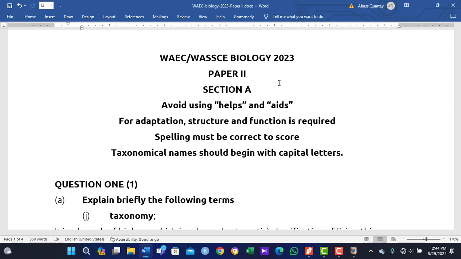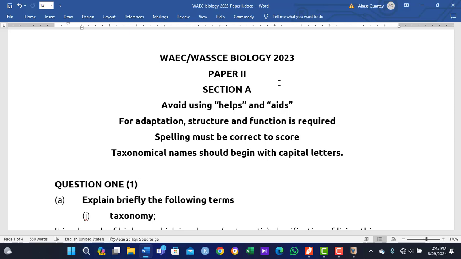It is divided into 2 sections, Section A and B. In Section A, you have 4 questions and you have to answer 2. Then Section B, you have just 1 question, which is compulsory. You answer everything. It's set out in such a way that it cuts across most of the topics from Form 1 to Form 3, or first year to third year. So in this particular video, we're just going to look at the first 2 questions in Section A.